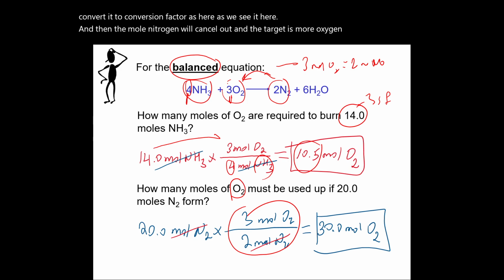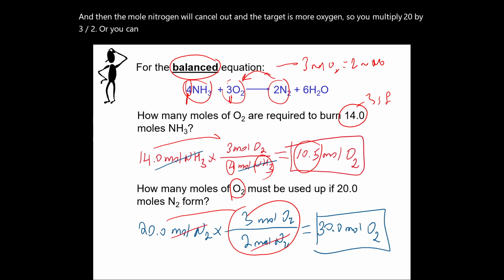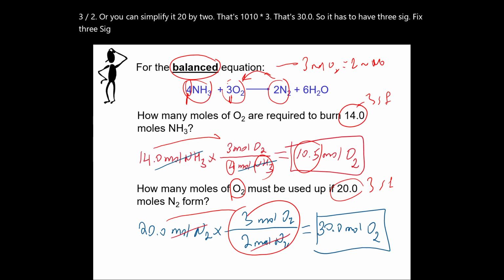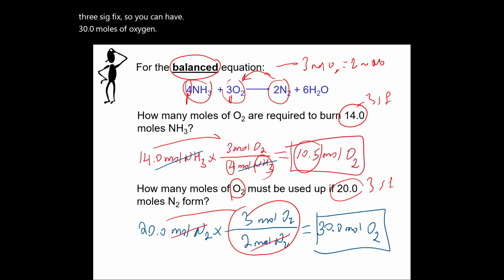So you multiply 20 by 3 divided by 2, or you can simplify it. So 20 by 2, that's 10. 10 times 3, that's 30.0. So it has to have 3 sig figs. So you can have 30.0 moles of oxygen. So you have to consume 30 moles of oxygen to generate 20 moles of nitrogen.